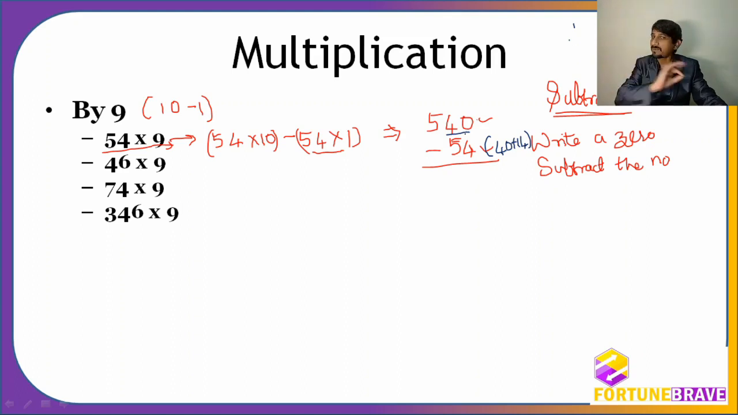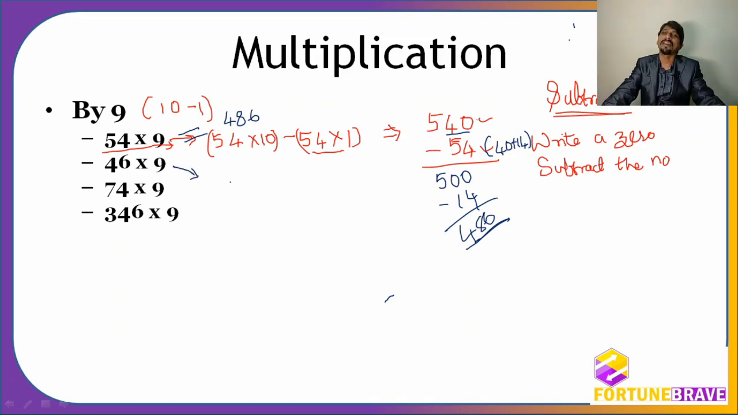If I subtract 40 first, then I will get 500. Then I have to subtract 14. Again you can split this number as 10 and 4, so it will be 490. 490 minus 4 will be 486 is the answer. So 54 into 9, we are able to do without any calculation, only mentally. 486. Did you get the method? If you didn't get it, then I will solve one more question.